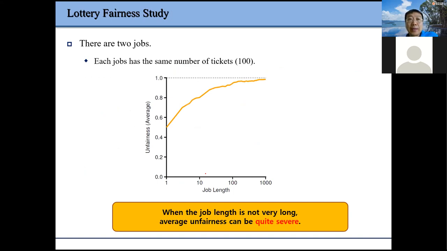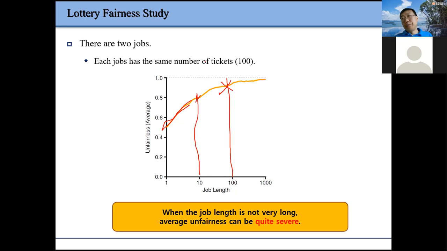Say this is a lottery problem, this kind of algorithm. Because the fairness is determined by a random number, if the running time is very short, you can see from this figure that if we have two jobs and the job length is less than 10, it's not fair. However, if it is close to or more than 100, then this is close to one. So basically that means it's more fair.